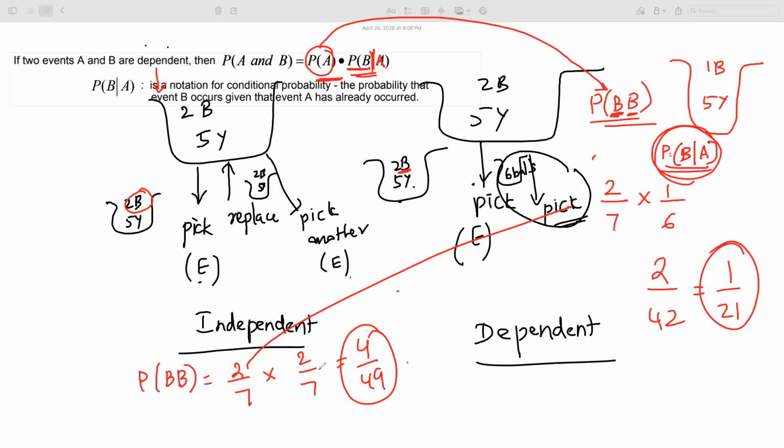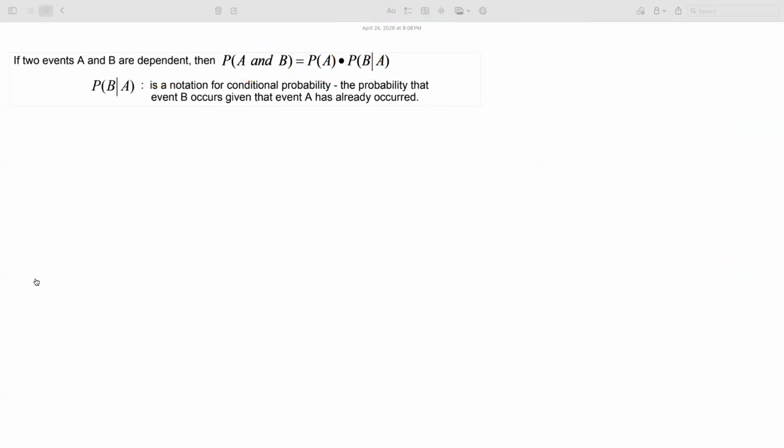Do you see the difference, guys? So this is dependent probability, where for both the events to happen, you put probability of A and multiply with the conditional probability. This is called conditional probability of B. What is the condition? Probability of B given A has occurred. Any questions, guys? Conditional probability is quite important, guys.